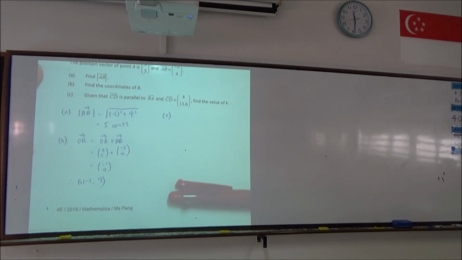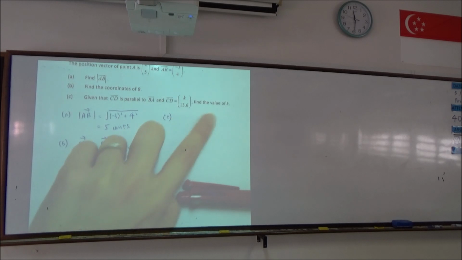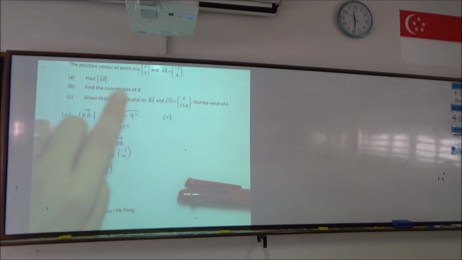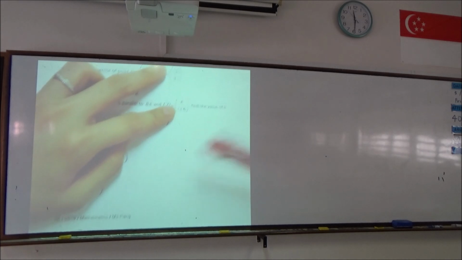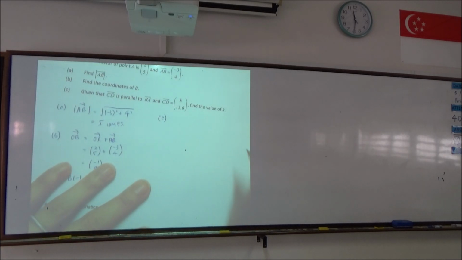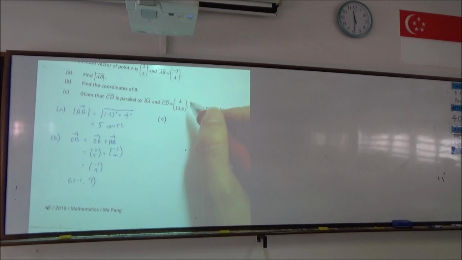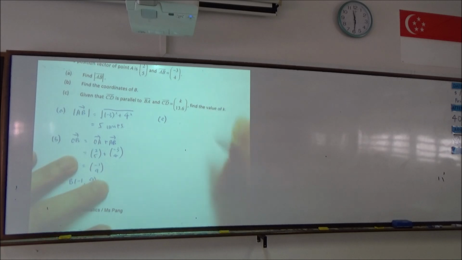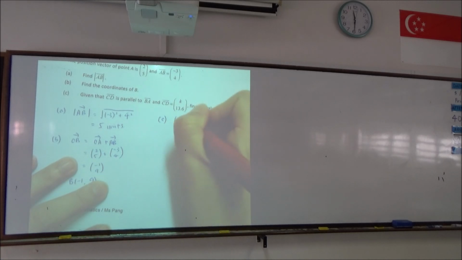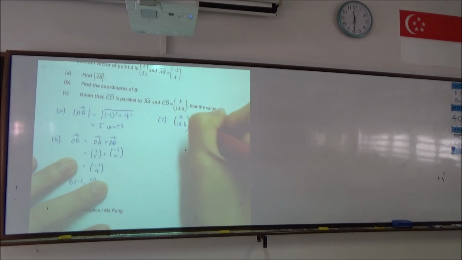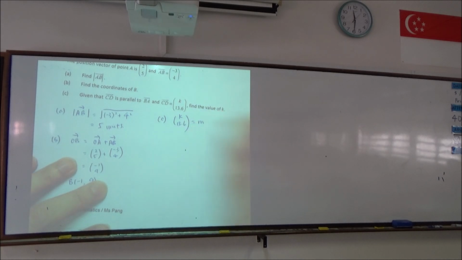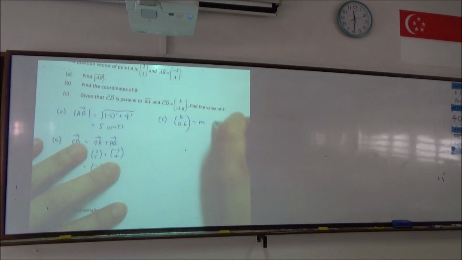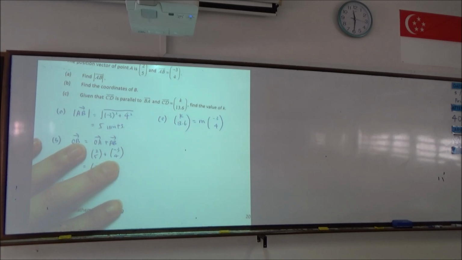Now for part C, given that CD is parallel to BA and CD is given to be this, we want to find the value of K. Since they are parallel, and of course the vectors are non-zero, I will be able to express these two vectors as a scalar multiple of each other. So CD is actually K, 13.6. That will be a scalar multiple. Let me just use the scalar M because K is already being used. You can use any letter in fact. M times negative 3, 4.